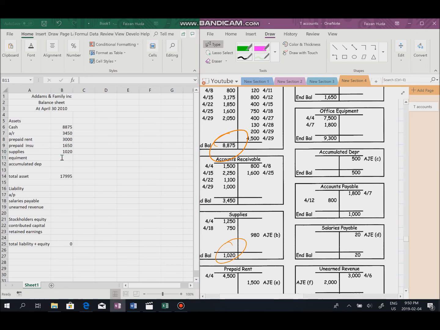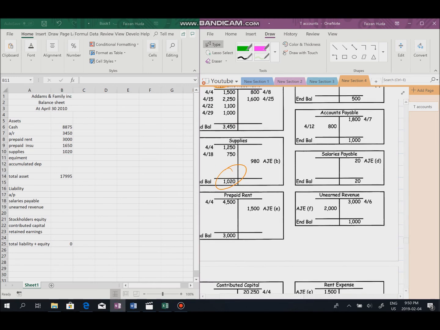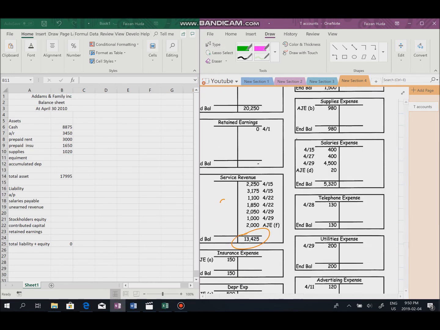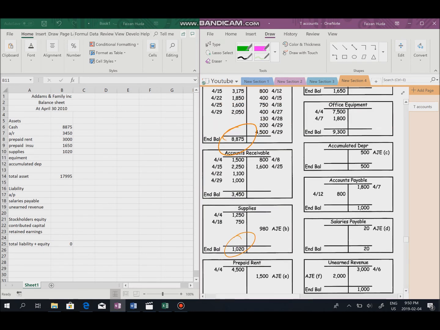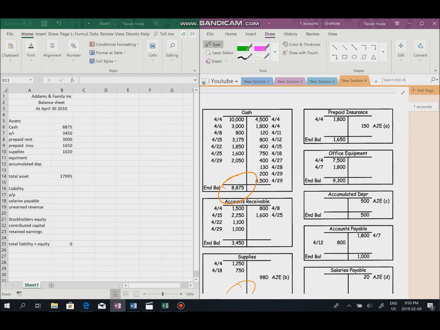Equipment, I know I spelled equipment wrong. Really doesn't matter since I'm not doing a test right now or an exam. On a test or exam, make sure you spell it right. Equipment is 9,300. And plus we had accumulated depreciation on equipment, which was 500, my bad. Let's just double check with the answers.